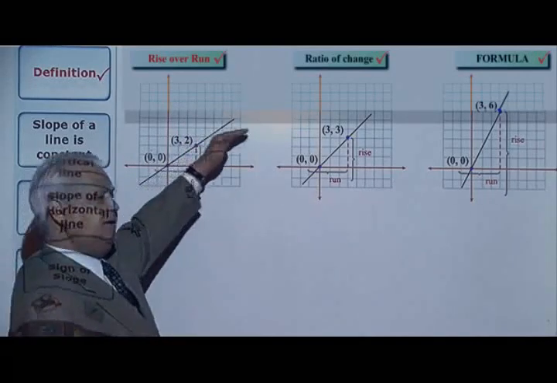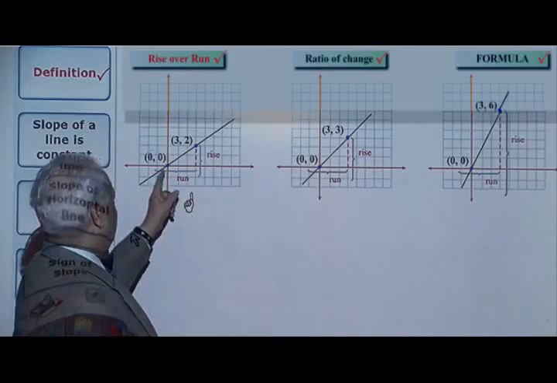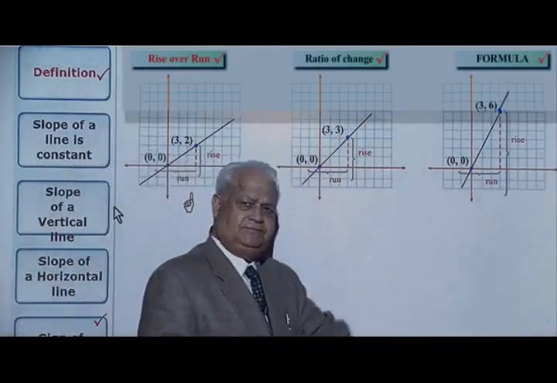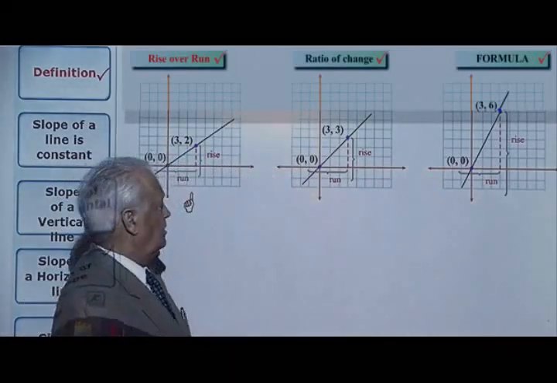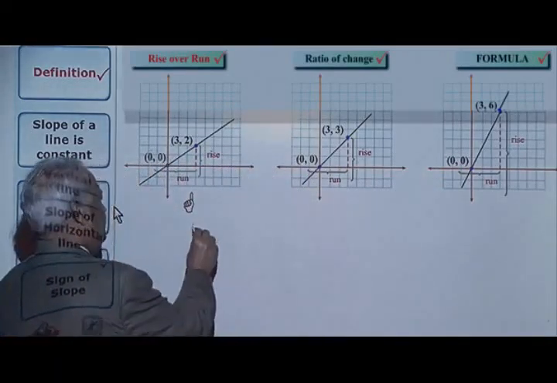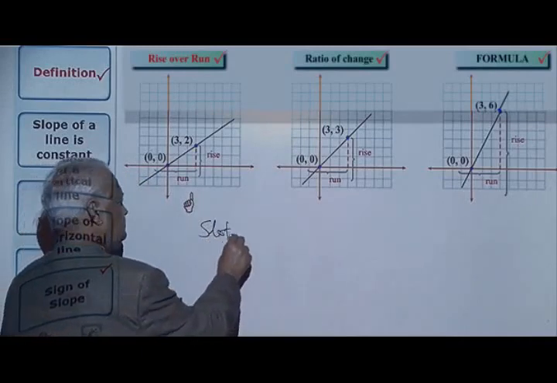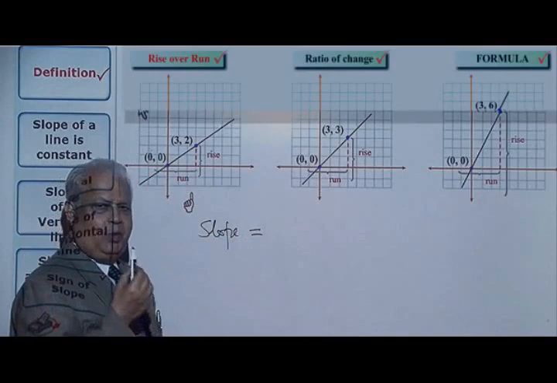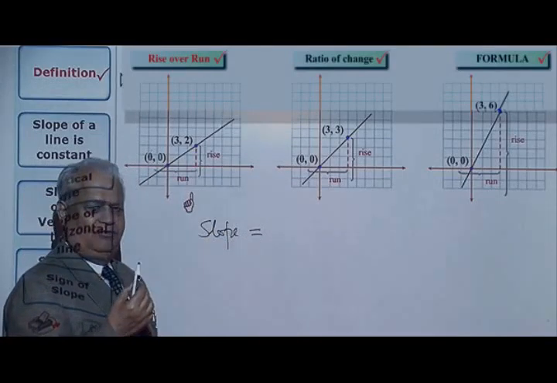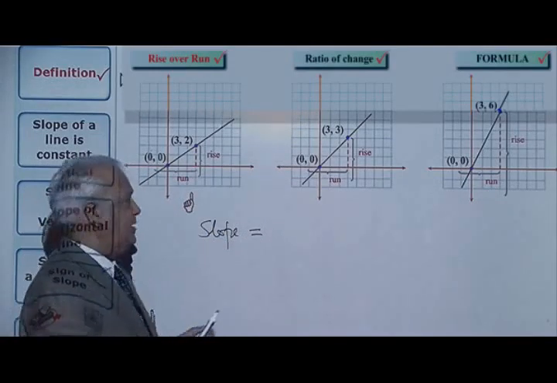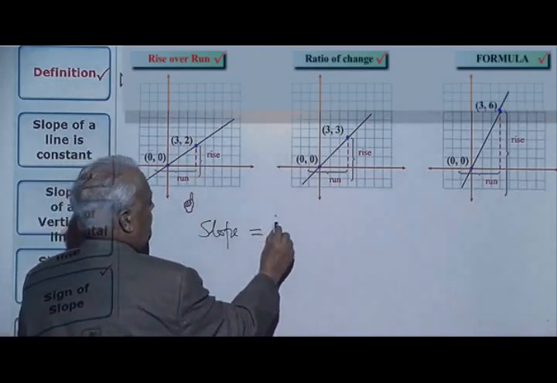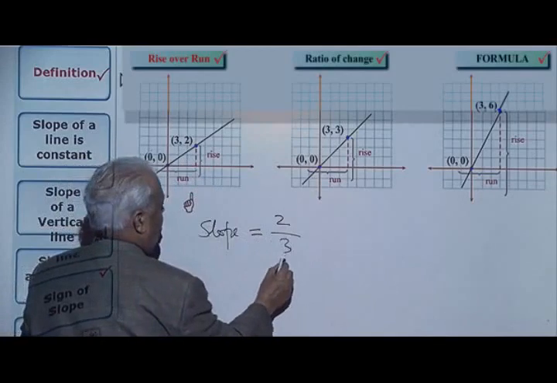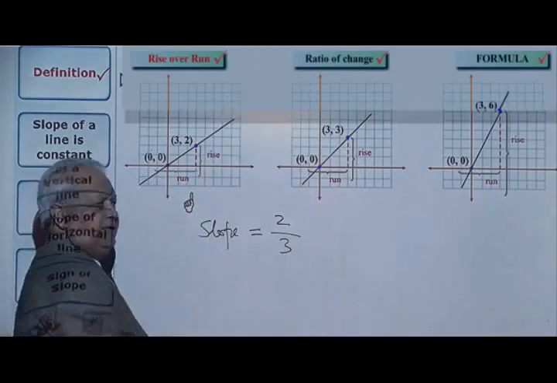Suppose we know the line, and suppose it passes through the origin. Then the slope is always given by the y coordinate of a point divided by the x coordinate. Y coordinate is 2, x coordinate is 3. Slope of this line is 2 over 3.